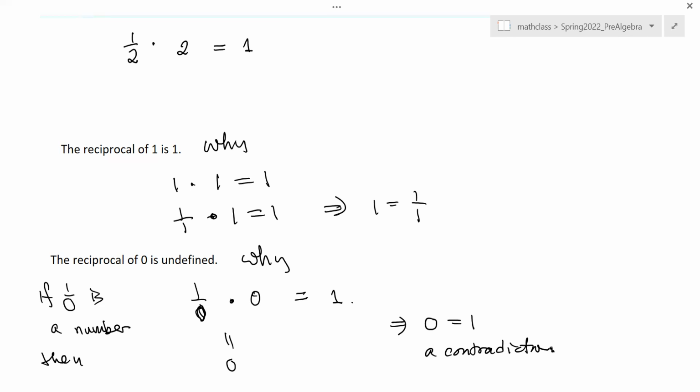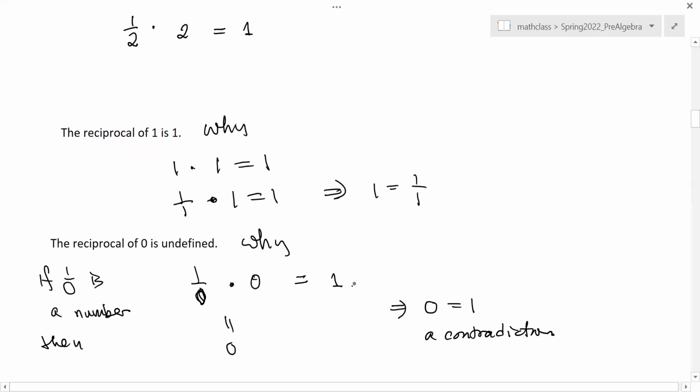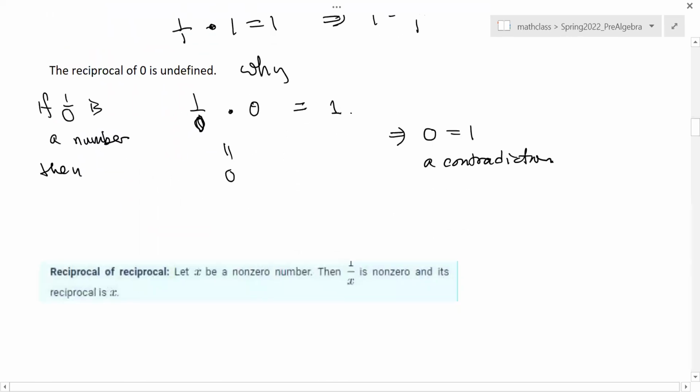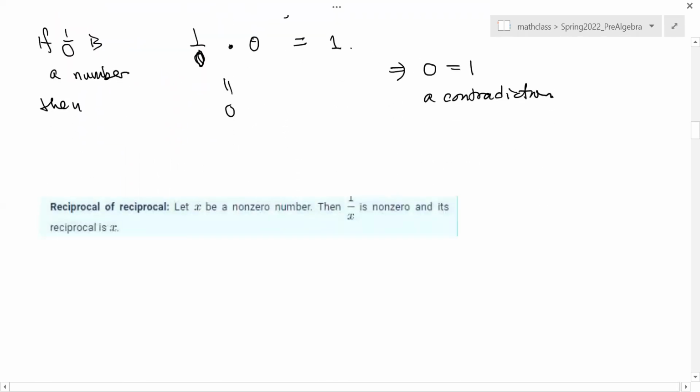Okay, so that is what we call proof by contradiction. All right, so now let's try to see why, if x is a non-zero number, then 1/x is non-zero, and the reciprocal of 1/x is x. The reciprocal of 1/x is x.